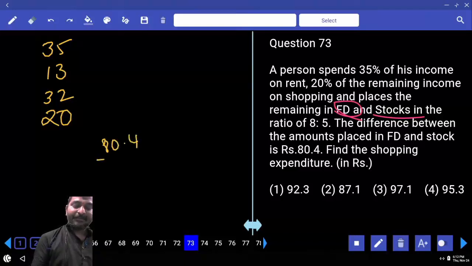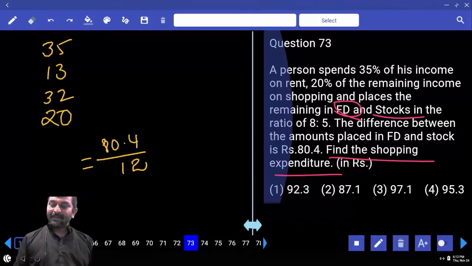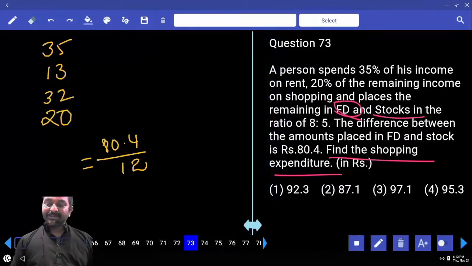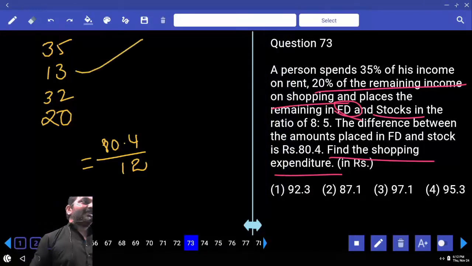So 80.4 is equal to 12%. Then the 1% value is by 12 only. What exactly is the question? Find the shopping expenditure. For shopping, how much is spent? 20% of the remaining they are saying. That is 13% only. Into 13 only.